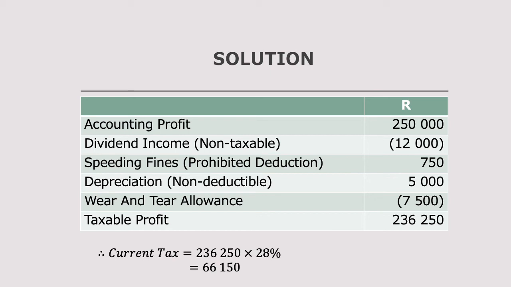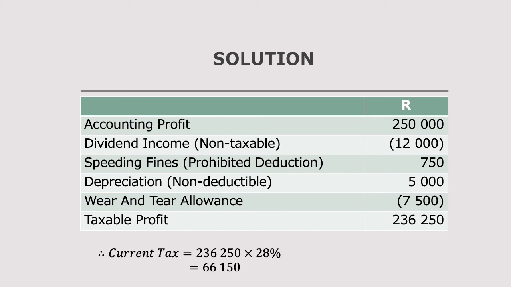So we start off with our accounting profit of 250,000 Rand. We then go and we deduct our non-taxable dividend income, as that dividend income had been included to get that 250,000 Rand. We then go and add back our speeding fines of 750 Rand, as speeding fines represent prohibited deductions. We go and add back our non-deductible expenses in the form of depreciation, and we then go and take into account the wear and tear allowance that we would be allowed under Section 11E of the Income Tax Act. That then gives us taxable income of 236,250 Rand. In order to get the current tax, we take the taxable income and we multiply it by 28%.